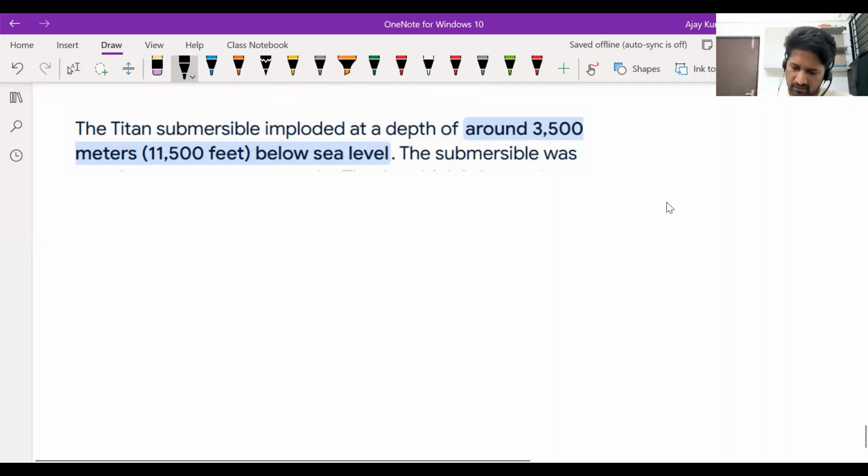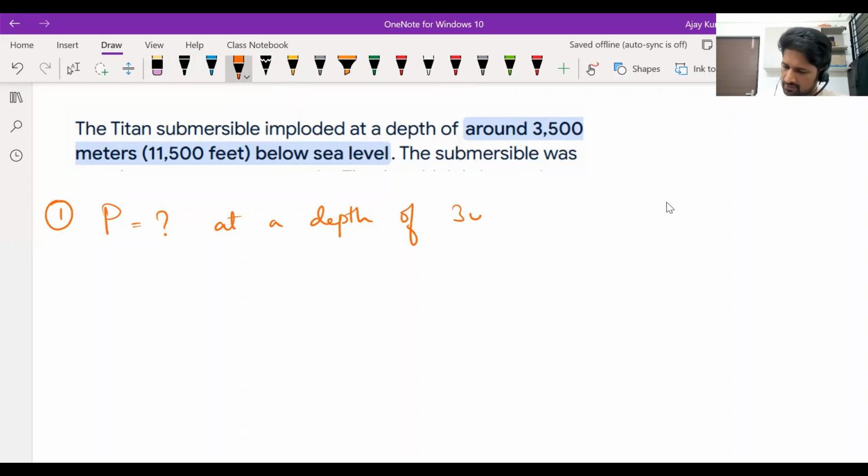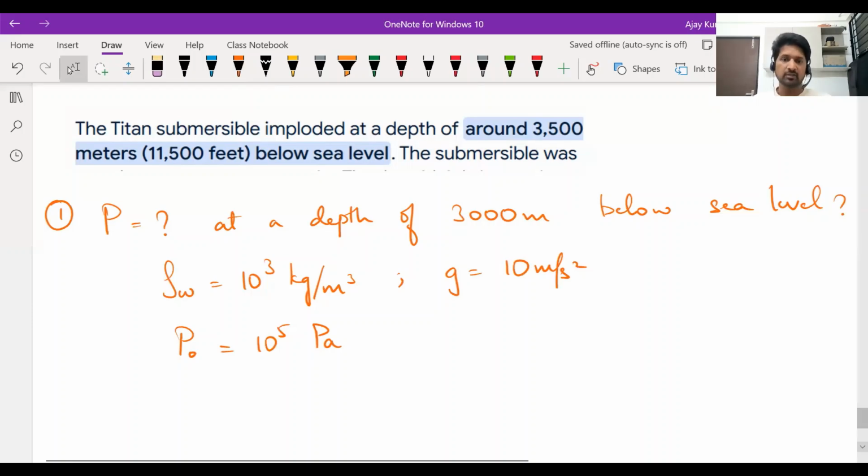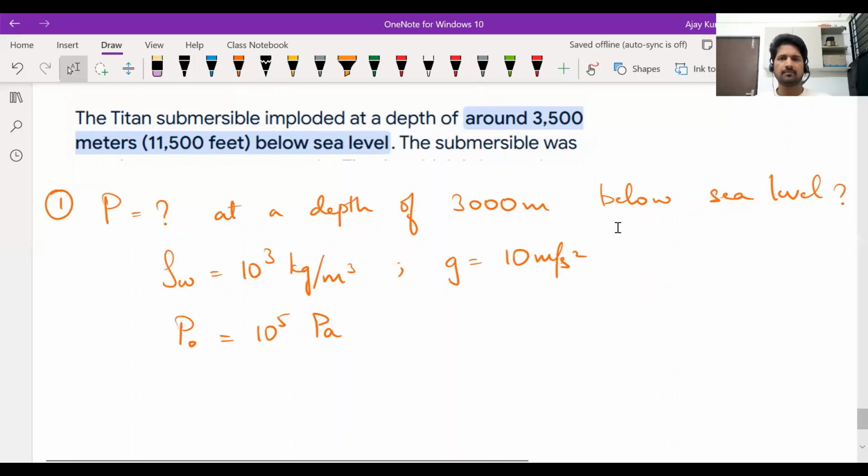Okay. So tell me, calculate this all of you. How much is the pressure at a depth of 3000 meters below sea level? Density of water is given to you as 1000 kg per meter cube. Acceleration due to gravity, take it as 10 meters per second square. And atmospheric pressure, take it as 10 power 5 pascals exactly. Okay, it's actually 1.01 into 10 power 5, but many times we approximate it to 10 power 5 itself. So tell me the pressure at a depth of 3000 meters. Calculate this quickly.